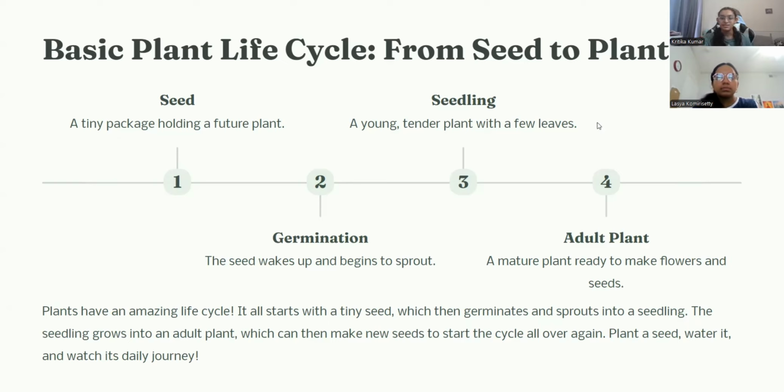And this is its mature state, where the plant is ready to make flowers and seeds for reproduction and for the growth of new plants.